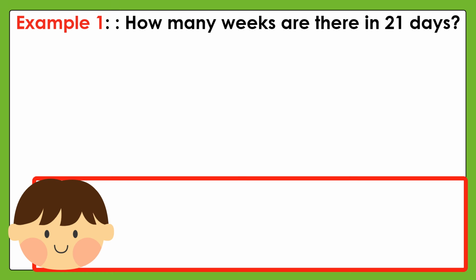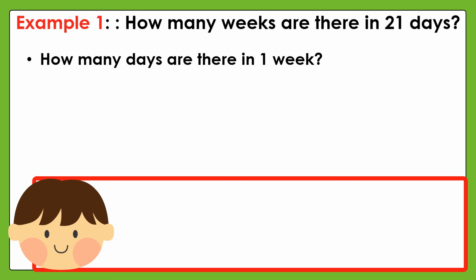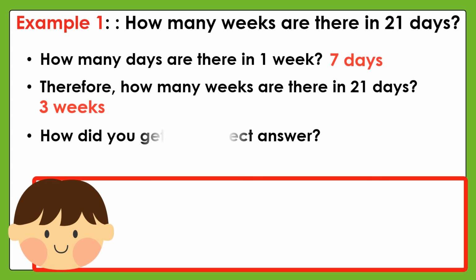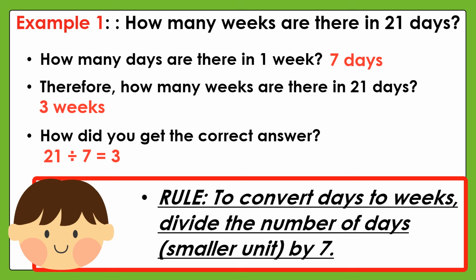Example number 1. How many weeks are there in 21 days? How many days are there in 1 week? The answer, 7 days. Therefore, how many weeks are there in 21 days? The answer is 3 weeks. How did you get the correct answer? That's 21 divided by 7 is equal to 3. The rule to convert days to weeks, divide the number of days or smaller unit by 7.